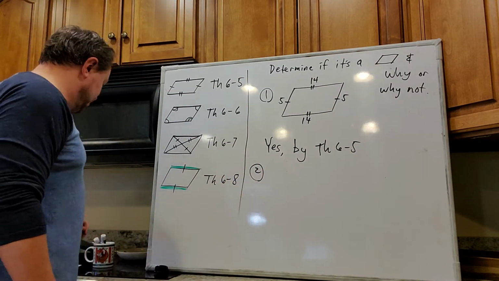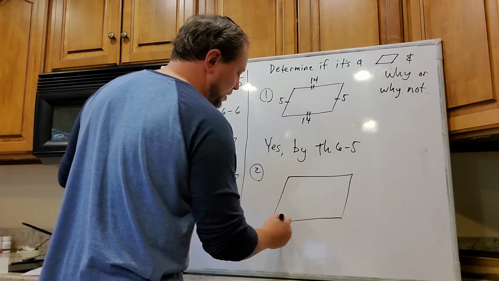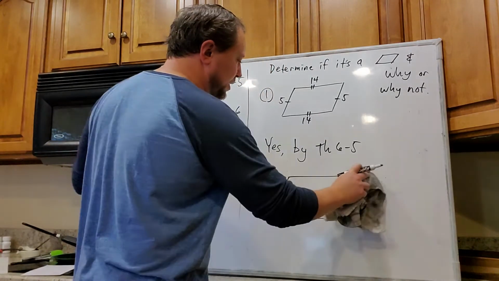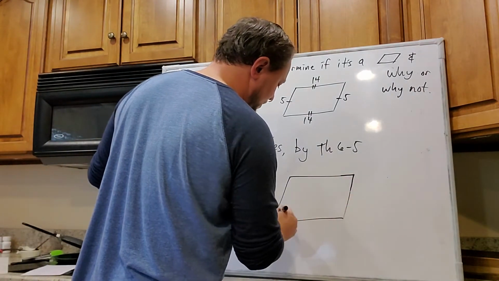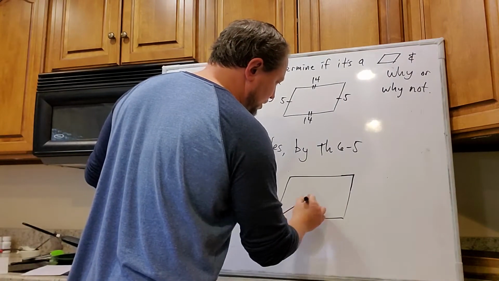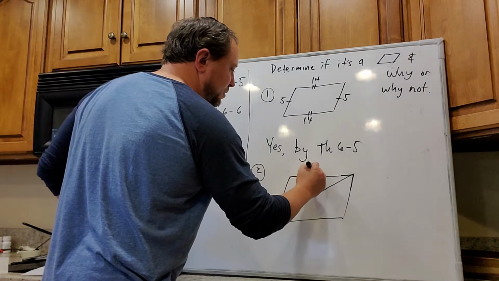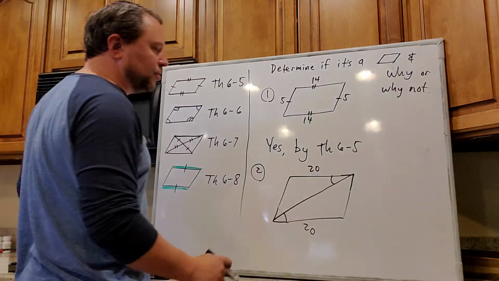Let's try another. Again, we're trying to determine, ooh, that was awful. Let me try that again. We're trying to determine whether or not this is a parallelogram. Let's say on this one that's 20, that's 20, and then these 2 angles are congruent.